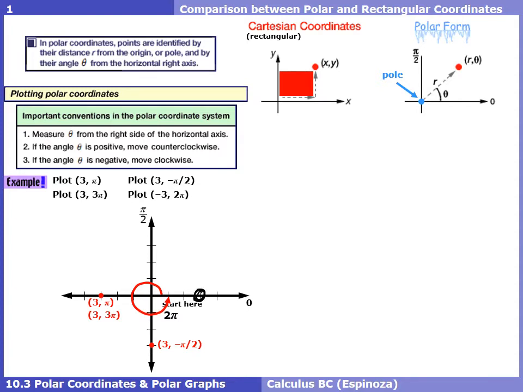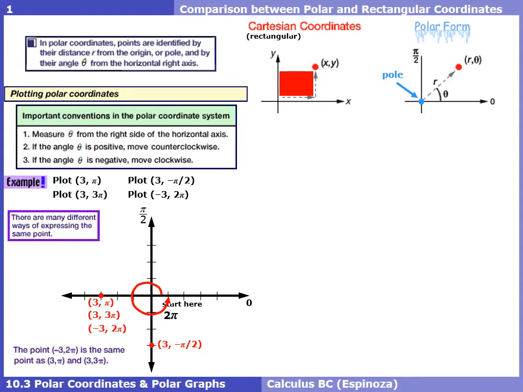But since it's a negative 3, we need to go in the reverse direction and plot that point. And again, we've landed back at the point we plotted in the previous 2 practice points. I guess bottom line is what we're trying to get at here is that the points (-3, 2π), (3, π), and (3, 3π) are really all the same point.